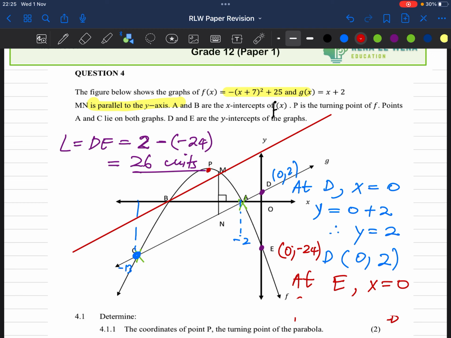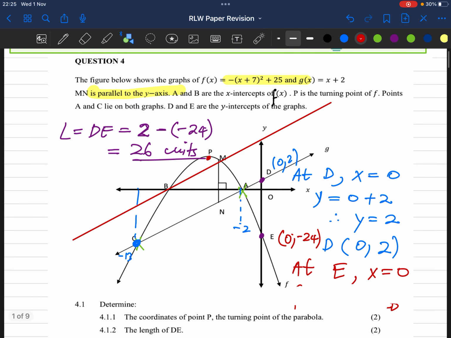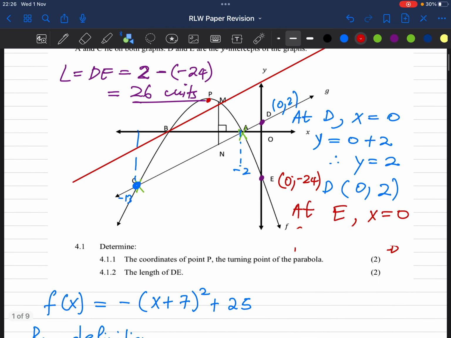Already we know that the gradient for g and our new graph will be the same, because these two lines are parallel. But now, this must pass through B. Do we have coordinates of B? Yes, we can find coordinates of B.